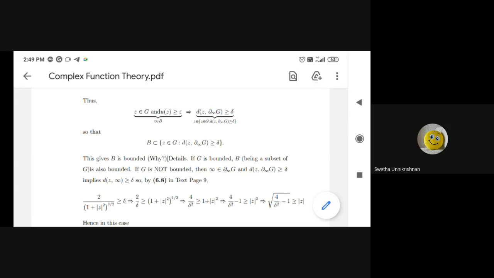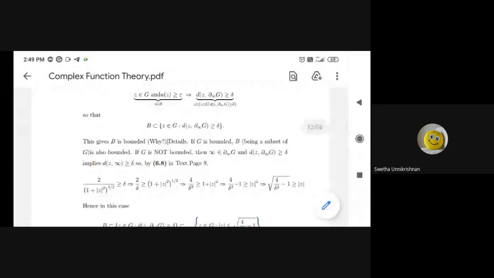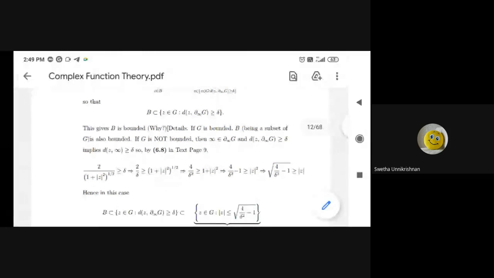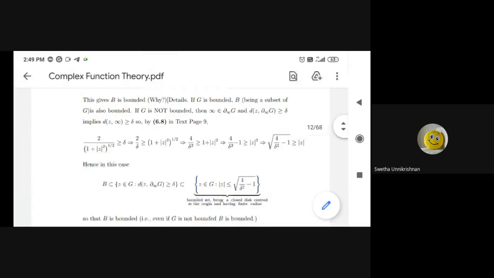That is our procedure. From this we get that B is bounded. And there is an extra detail: if G is bounded, B is also bounded. If G is not bounded, then infinity belongs to del infinity of G, and d of z comma del infinity of G is greater than or equal to delta implies d of z comma infinity is greater than or equal to delta. So in C infinity, the metric we use is defined as d of z comma infinity equal to 2 divided by (1 plus mod z square) all raised to 1 by 2.